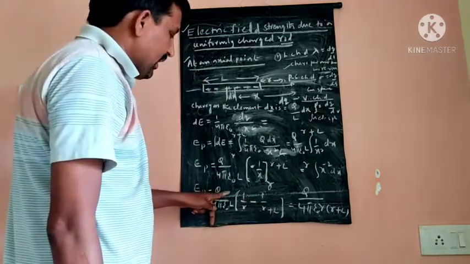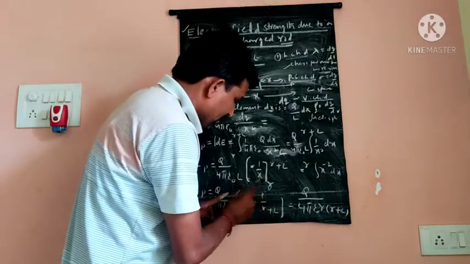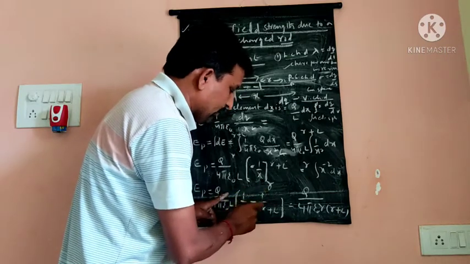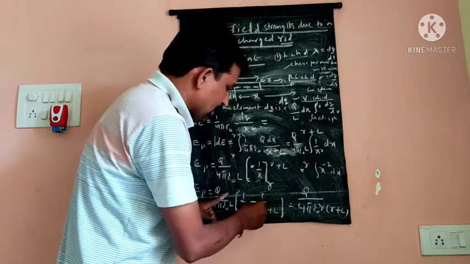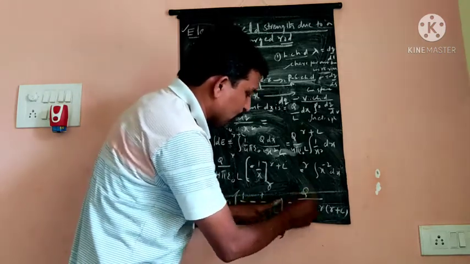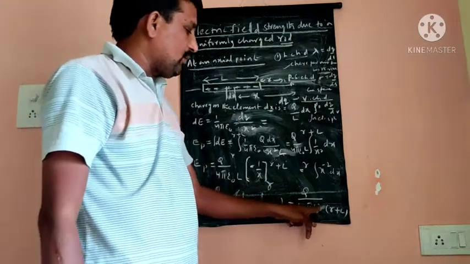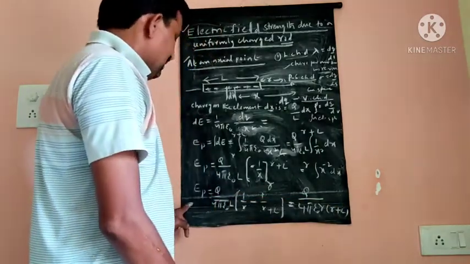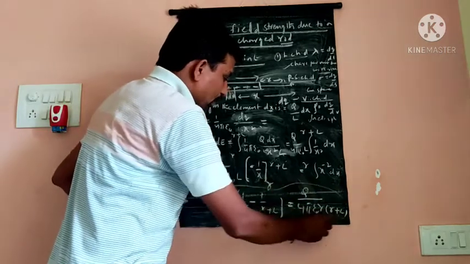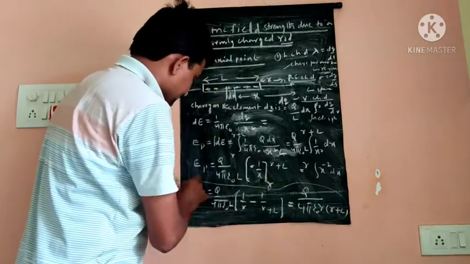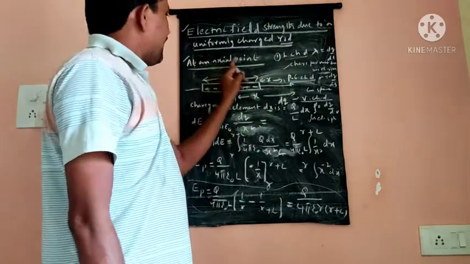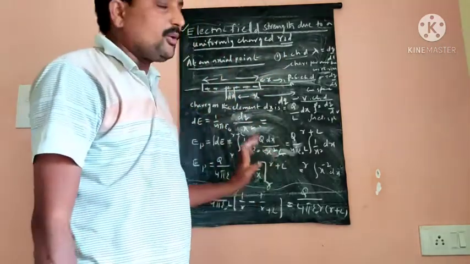Okay, 1 by r plus L. So finally we are getting r plus L minus r by r into r plus L. So r gets cancelled. We can find out q by 4 pi epsilon naught r into r plus L. This is the field strength at point P due to a uniformly charged rod at an axial point.